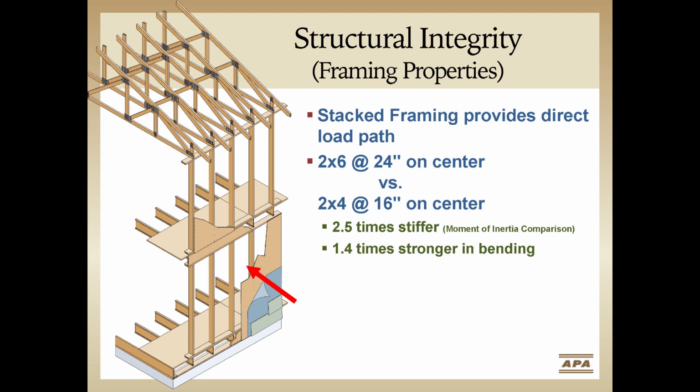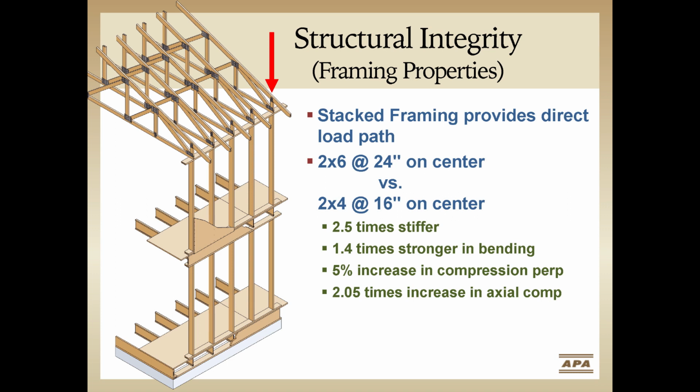A direct comparison of the 2 framing methods shows that the former, which is the 2x6 at 24 inch on center, is 2.5 times stiffer and 1.4 times stronger when impacted by wind loads perpendicular to the wall. And there's a 5% increase in the wall strength when looking at compression perpendicular to the grain. And this is at the sill and top plates. The studs are also 2.05 times stronger in axial compression when looking at 2x6 at 24 versus 2x4 at 16.